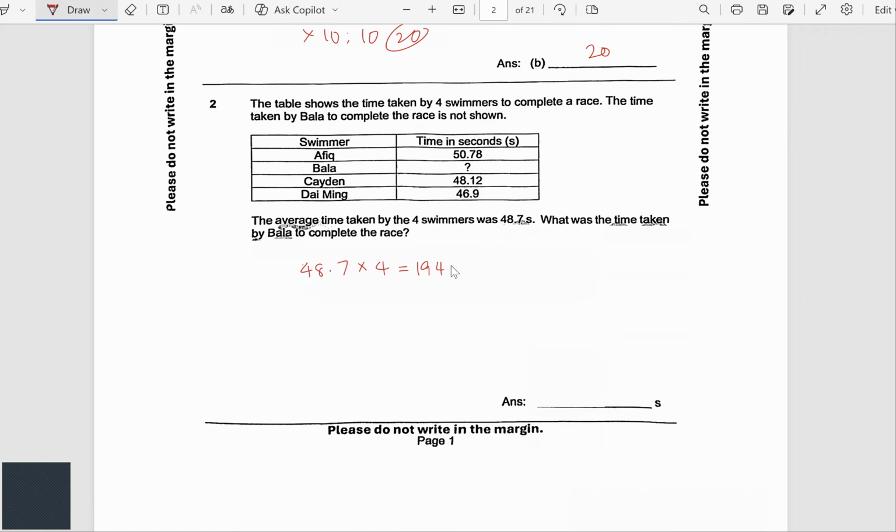This will give us 194.8. Then you just minus all the other 3 and you'll get Bala's time. 194.8 minus 50.78 minus 48.12 and 46.9. You can use the calculator and calculate this out. You should get 49. Okay, 49 seconds.